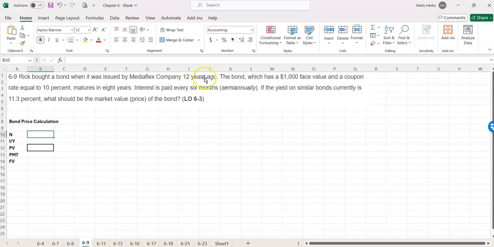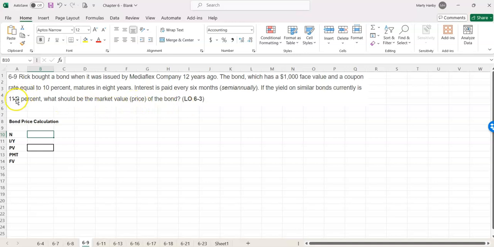That's what we care about. We don't care about when it was issued. Interest is paid every 6 months, semi-annually. If the yield on similar bonds currently is 11.3%, what should be the market value or price of the bond?